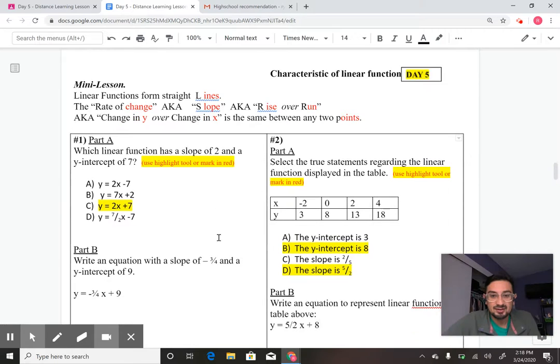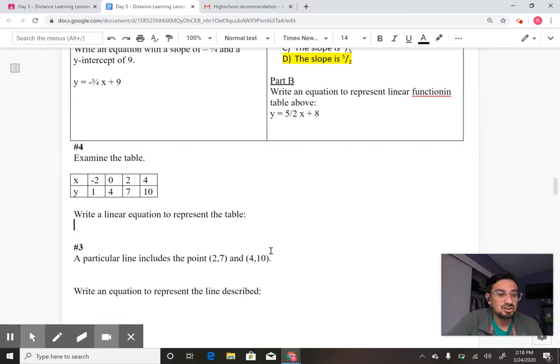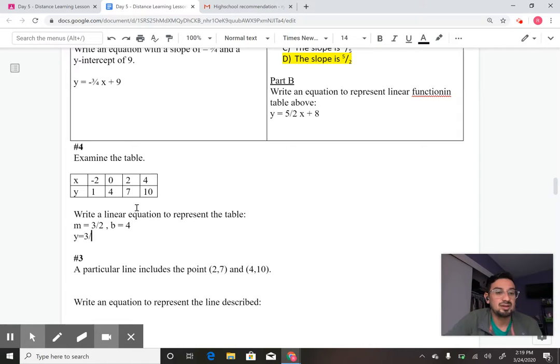So now for the next one, examine the table, write the linear equation to represent the table. So the change in x is going by 2s. The change in y is going by 3s. So you can see 0, 2, 4, that's by 2s. 1, 4, 7, 10, that's by 3. So the change in x is 2, and the change in y is 3, so 3/2. And the y-intercept would be where x is 0, which is y being 4. It's going to be y equals 3/2 x plus 4.